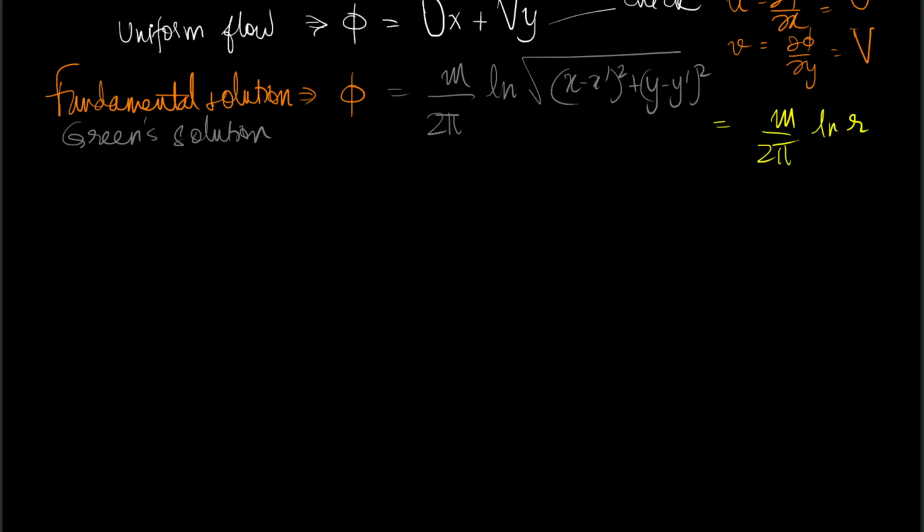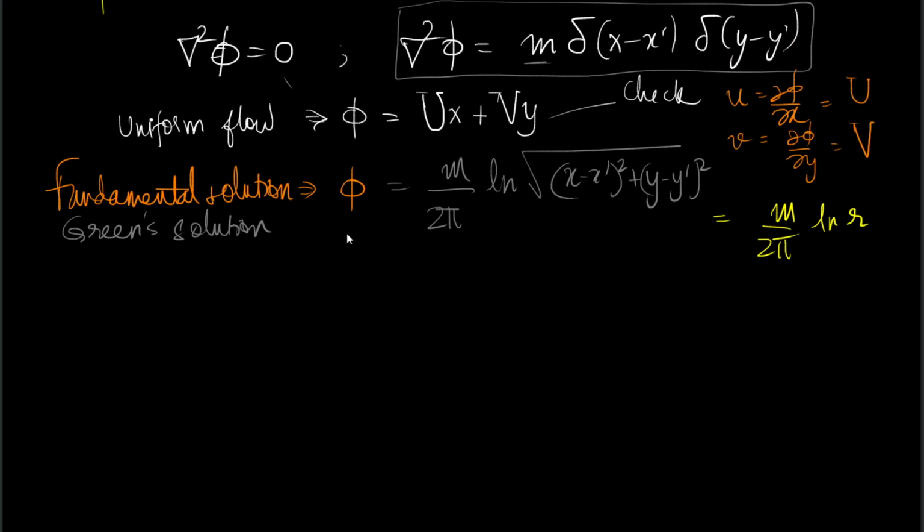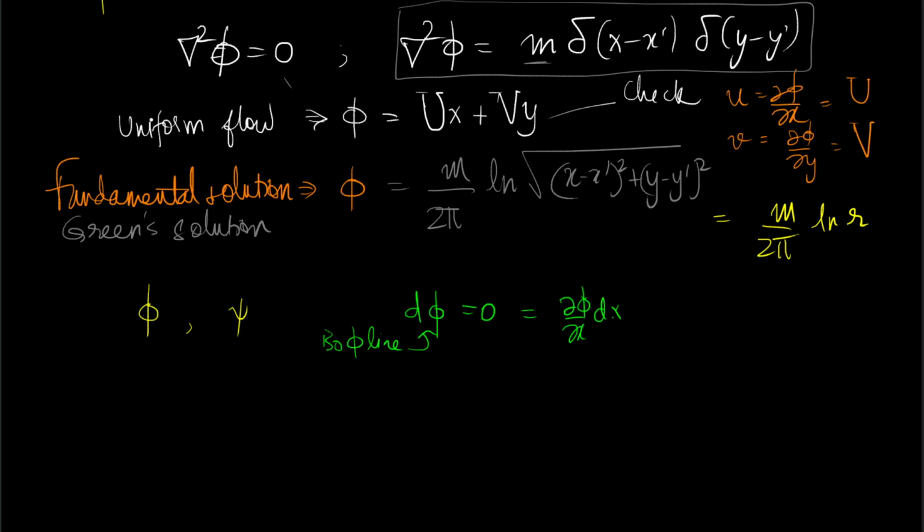So we've obtained the fundamental solution for phi as well. Now let us look at a very important property between phi and psi. So let us consider an iso phi line. For an iso phi line, d phi will be equal to 0, and that will be equal to del phi del x dx plus del phi del y dy.